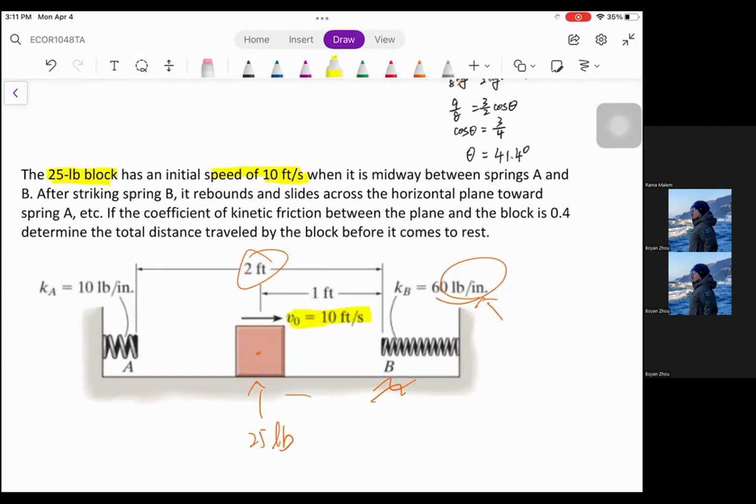We know the kinetic friction. So we have a friction. The coefficient for the friction is 0.4, and we're going to determine the total distance that the block can actually move.